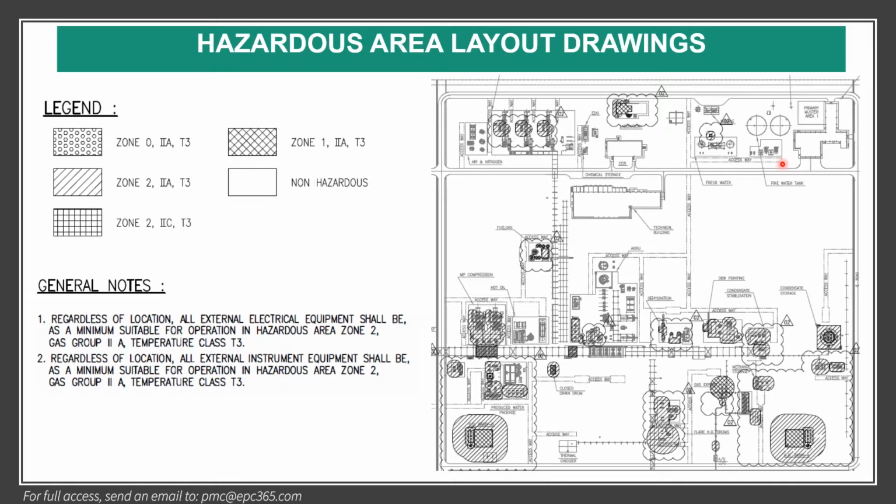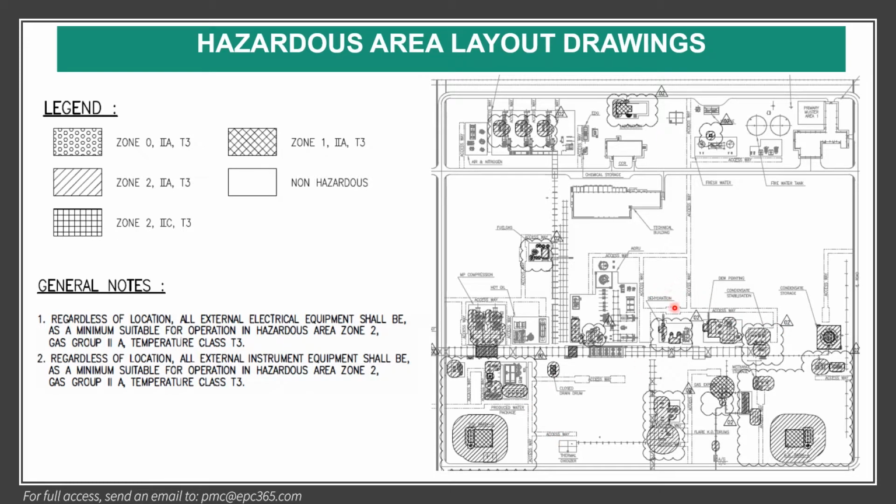But there are certain projects, for example, like this one, that say regardless of location, all external electrical equipment shall be as a minimum suitable for operating in hazardous area zone 2, class 2M means hydrocarbon, and temperature class T3. The same thing for external instrumentation equipment.